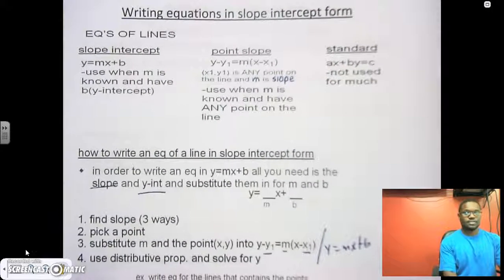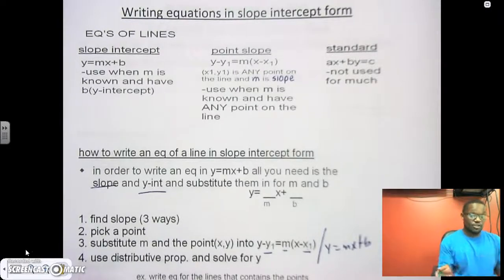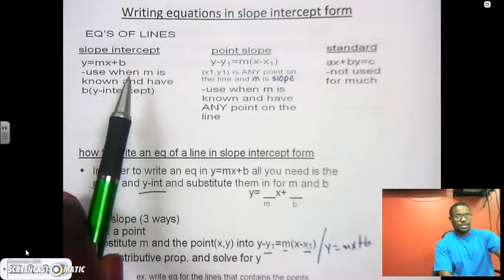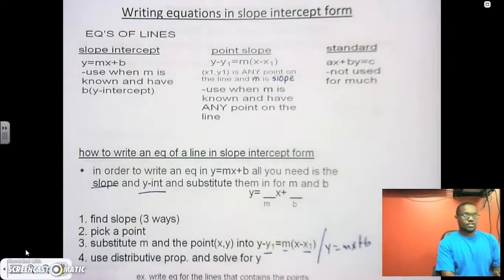Today we're writing equations in slope-intercept form. Here are 3 equations that we'll typically see in an Algebra 1 or a linear situation. We got slope-intercept, y equals mx plus b. We talked about that before, where in order to use this, you have to have the y-intercept. That's the only point you can use.